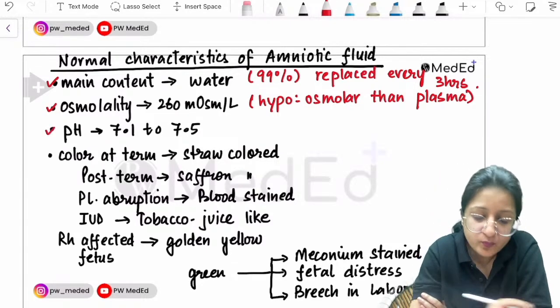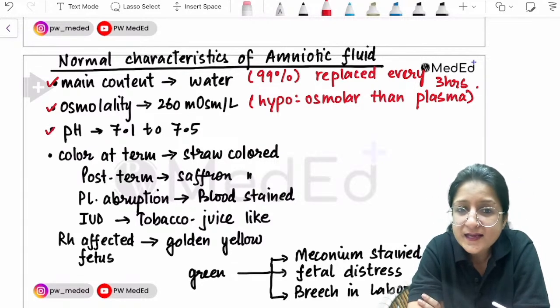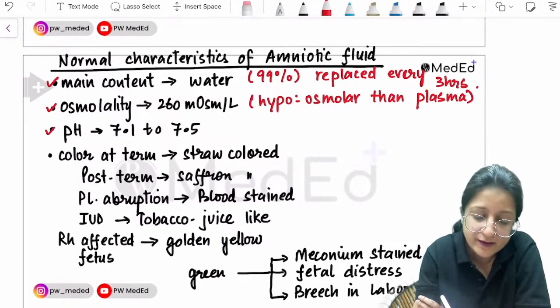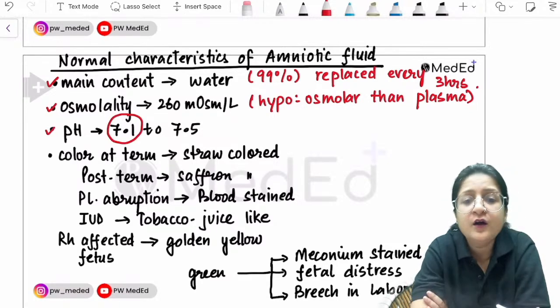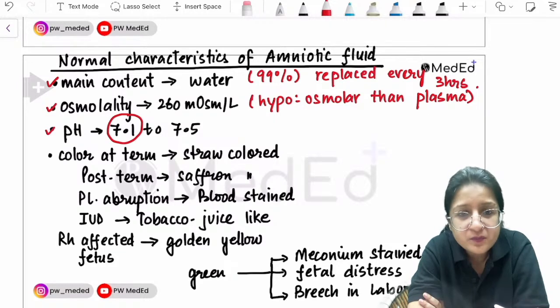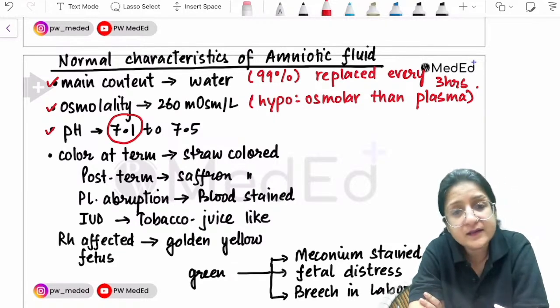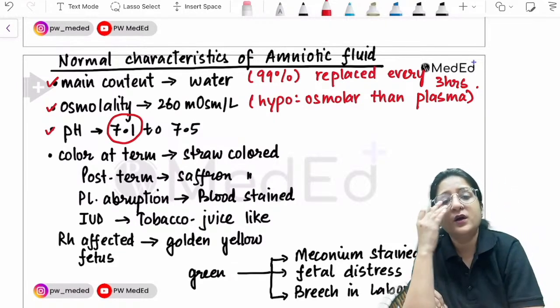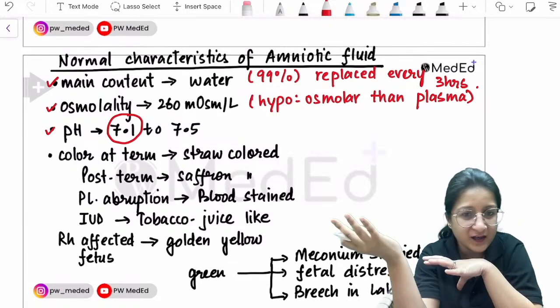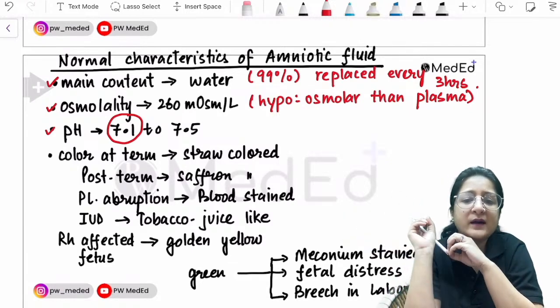The pH is 7.1 to 7.5, meaning that it is alkaline. If they ask you to pick one value, pick the one nearer to 7.1. The color of the amniotic fluid is straw colored. Postterm, it is saffron colored. All these are important one-liner pointers.